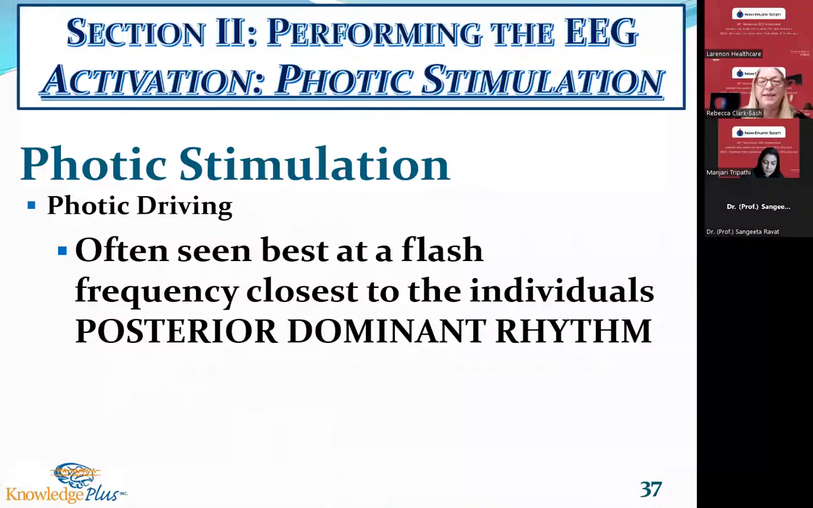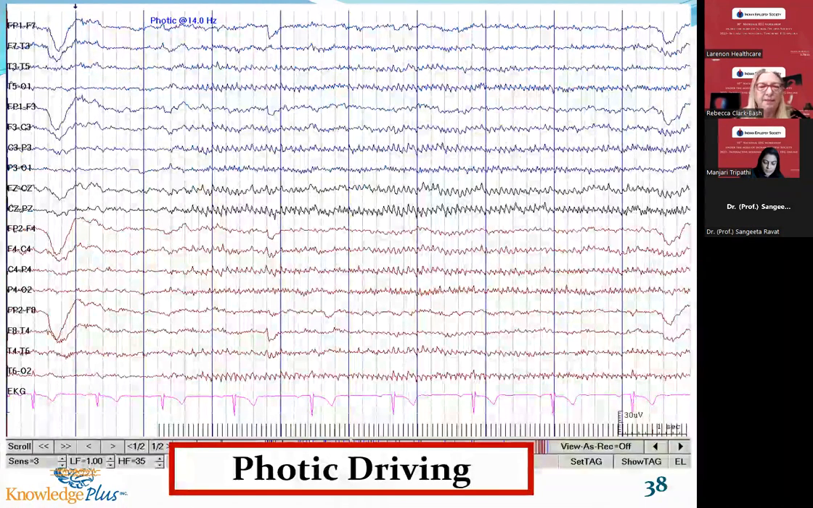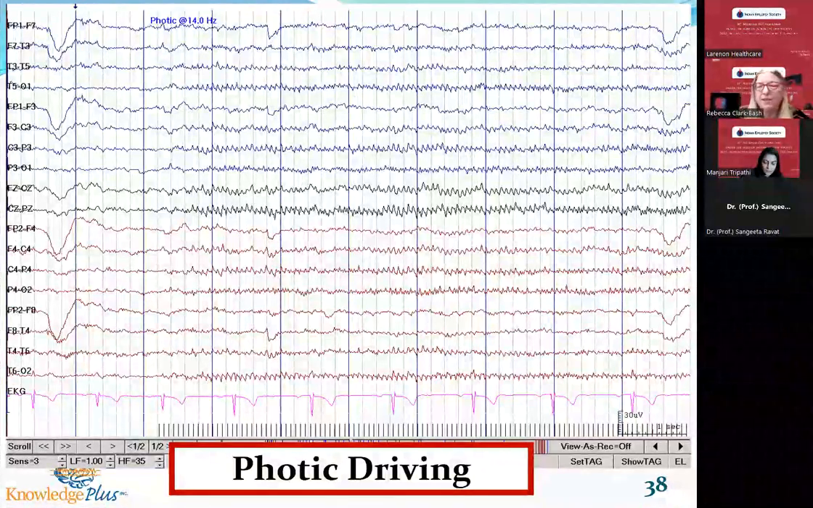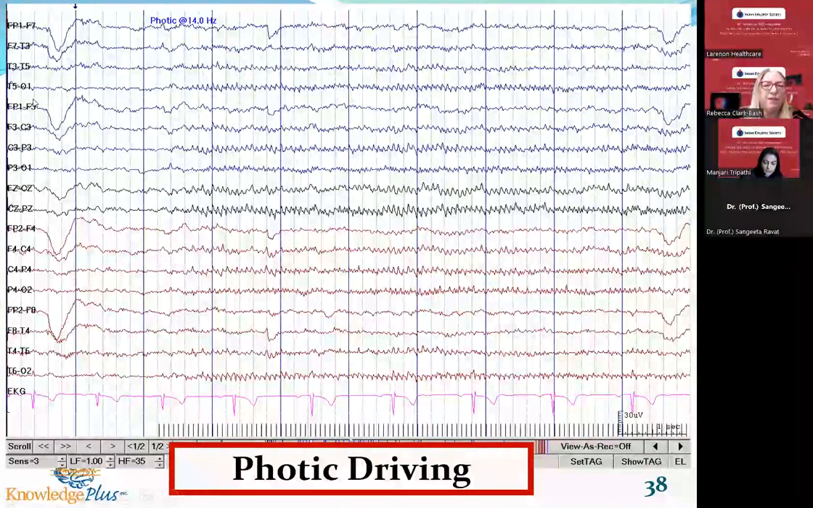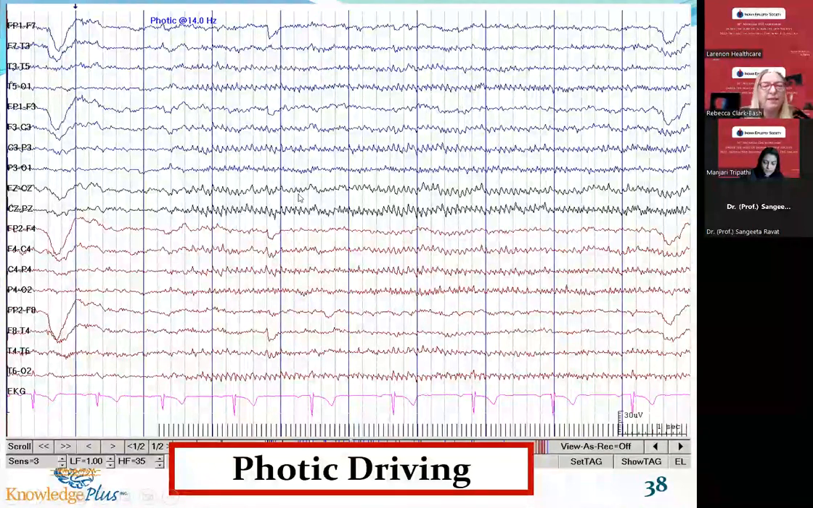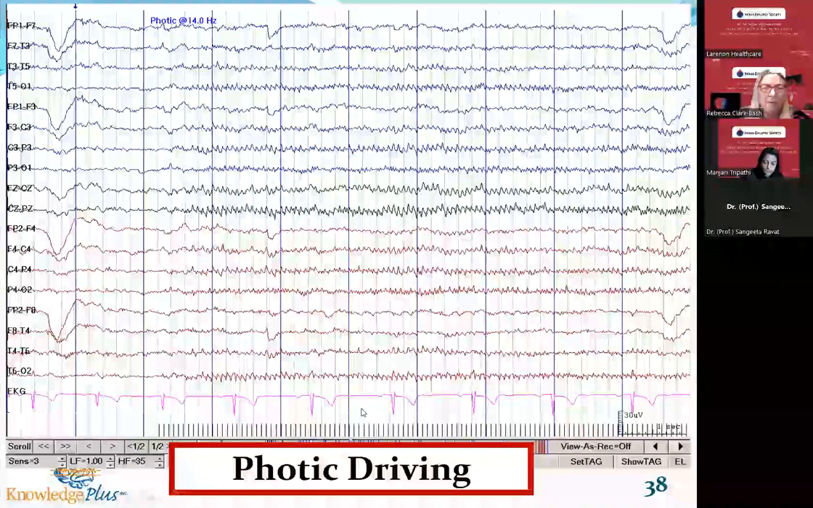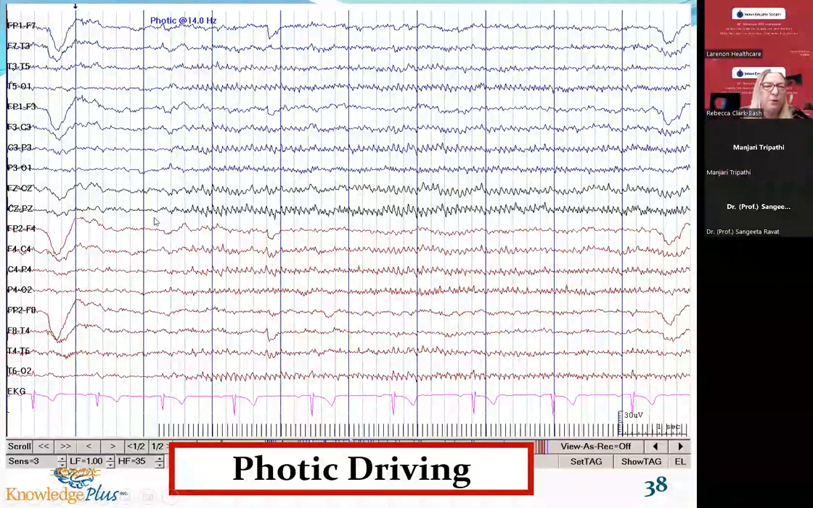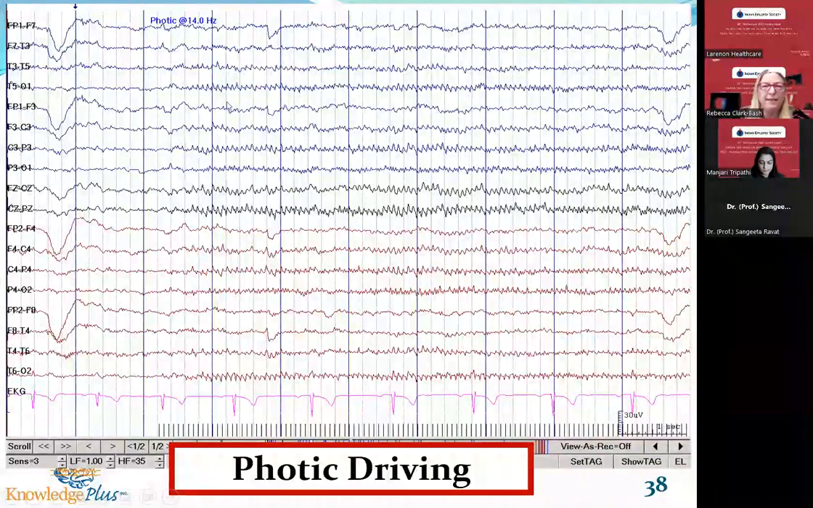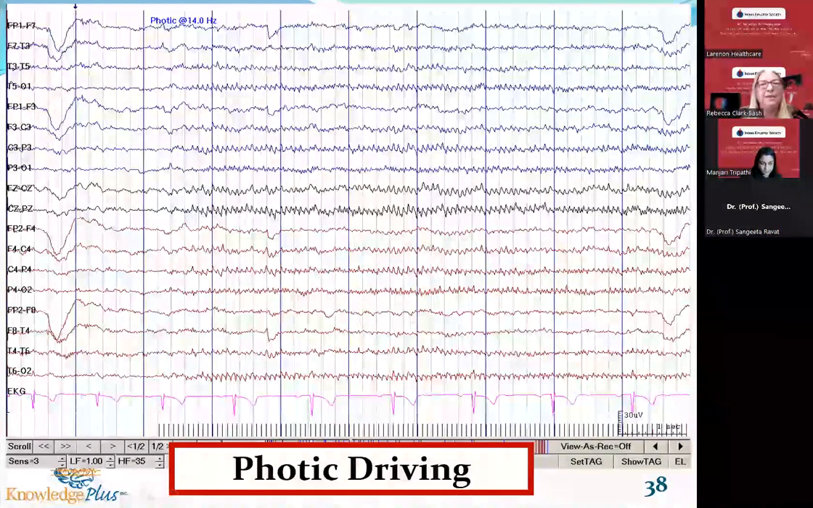The photic driving is best seen at the frequency closest to their posterior dominant rhythm, the activity over O1 and O2 that represents that occipital dominant activity. So this montage, this is 10 seconds of EEG. The montage over on the left, it's the double banana, 4 left, 4 right, 4 left, 4 right, and so on. In this example, red is right, just like on the last. Then this black or dark blue, that's the left. Now down here at the bottom, you see your photic light being presented and you see immediately the posterior dominant rhythm being seen in the occipital leads at that same frequency. Now, again, this is normal when it's present. It is not abnormal if it's absent.